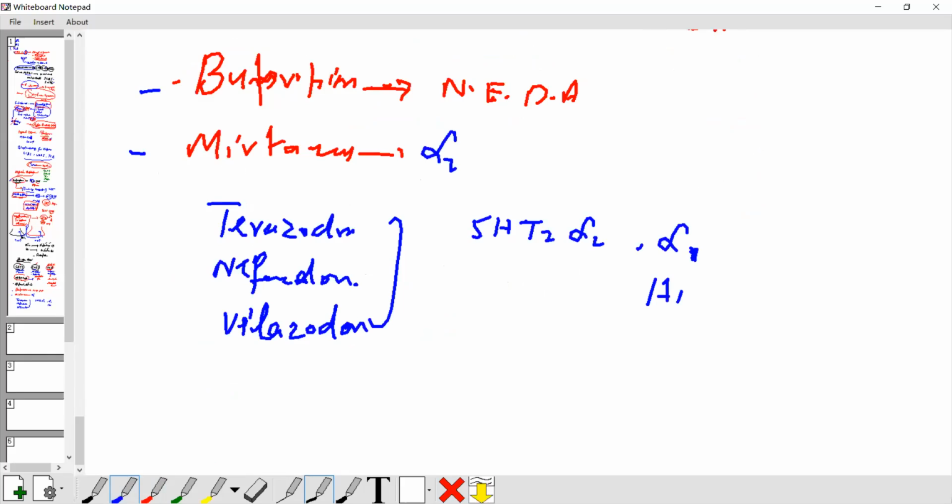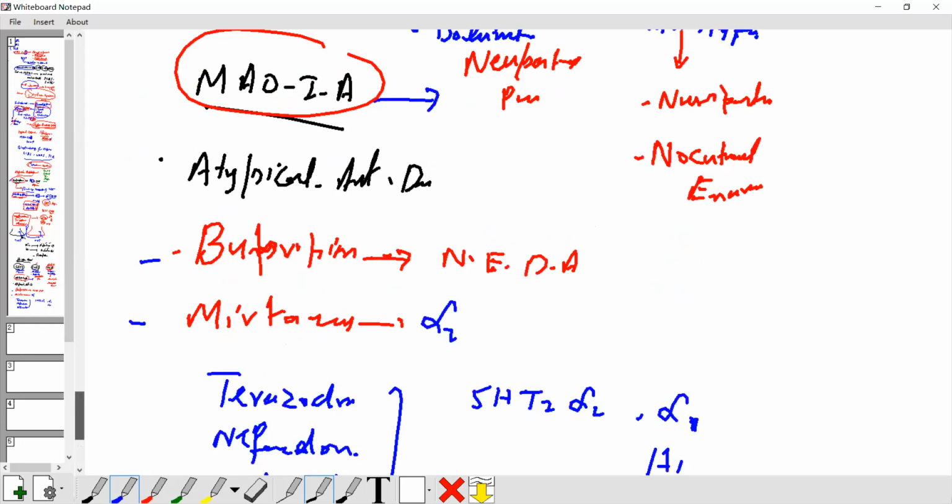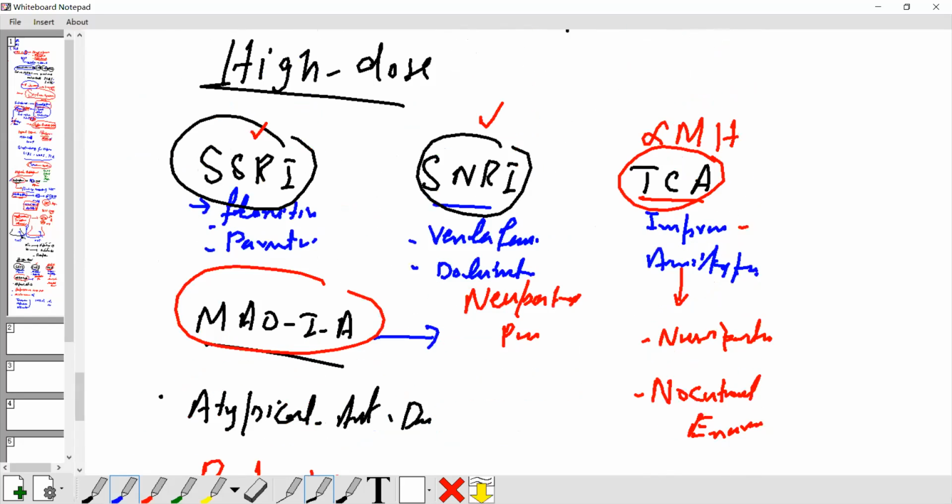But the most common side effect of SSRIs, in both male and female, is decreased libido. That's an important thing. Okay.